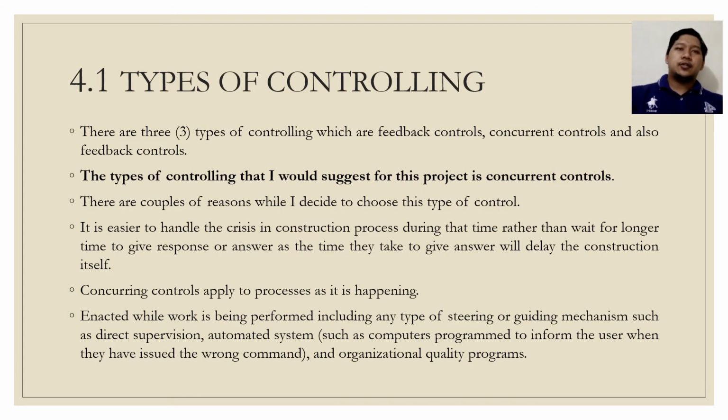So why we decided to choose concurrent controls is because it is easier: as the incident happens, we can decide immediately. When we decide immediately, there is no such thing as delay, or even if a delay happens, it will not take a really long time compared to the others.